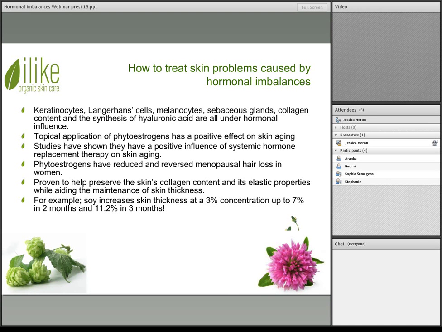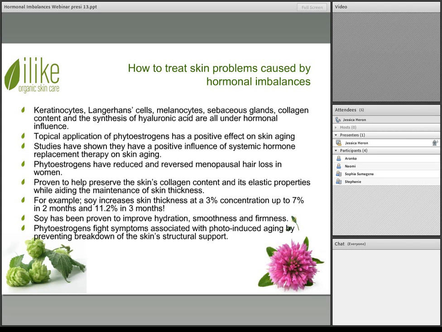A good example is that studies have shown that soy increases skin thickness at a 3% concentration, up to 7% in 2 months and 11.2% in 3 months. This is huge. So regular application of a topical phytoestrogen will furthermore have a positive effect on increasing skin thickness, tightening, firming, and elasticity. Soy has been proven to improve hydration, smoothness, and also firmness.